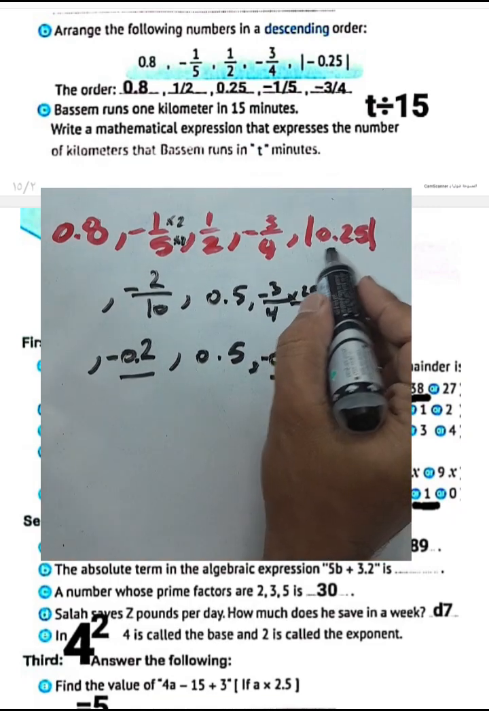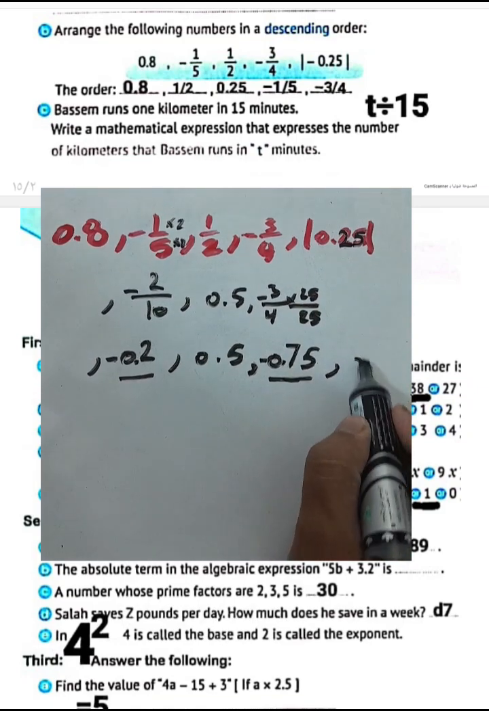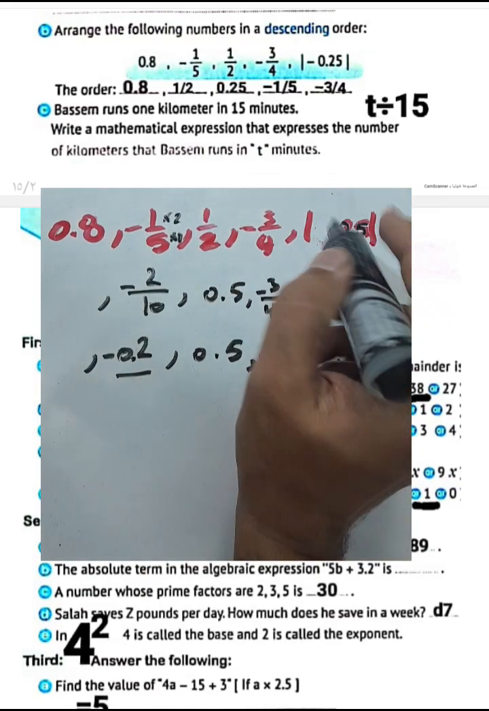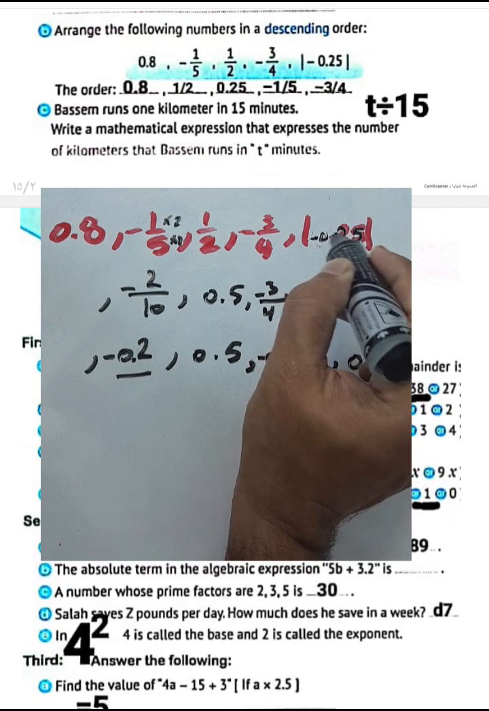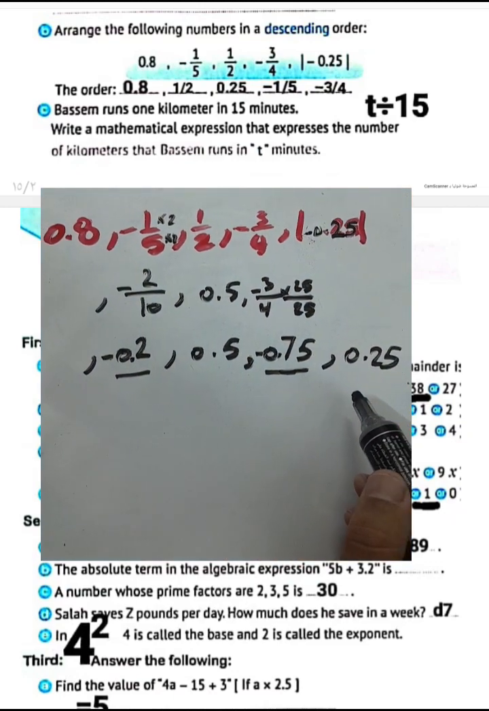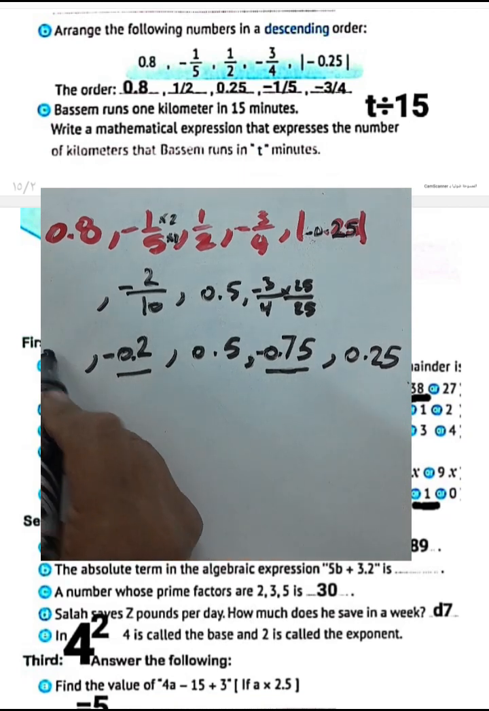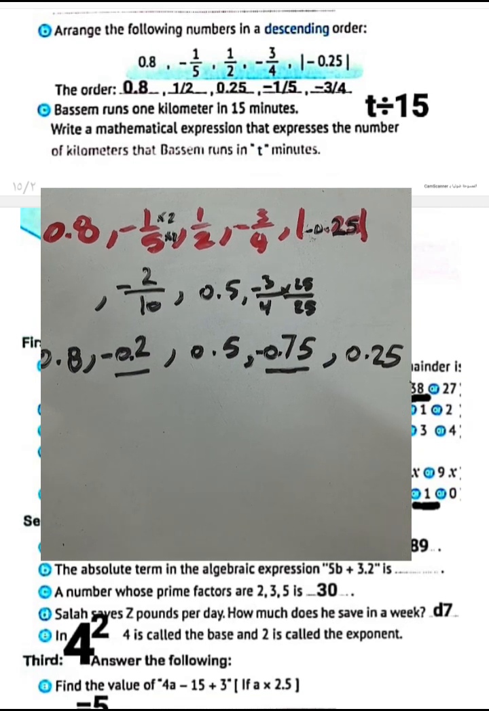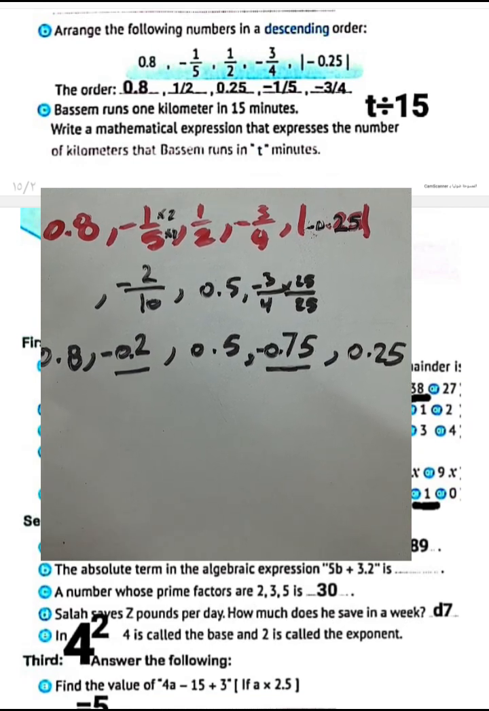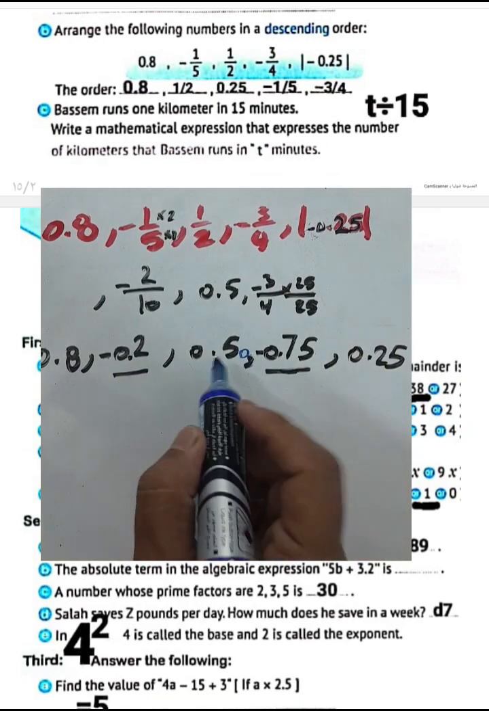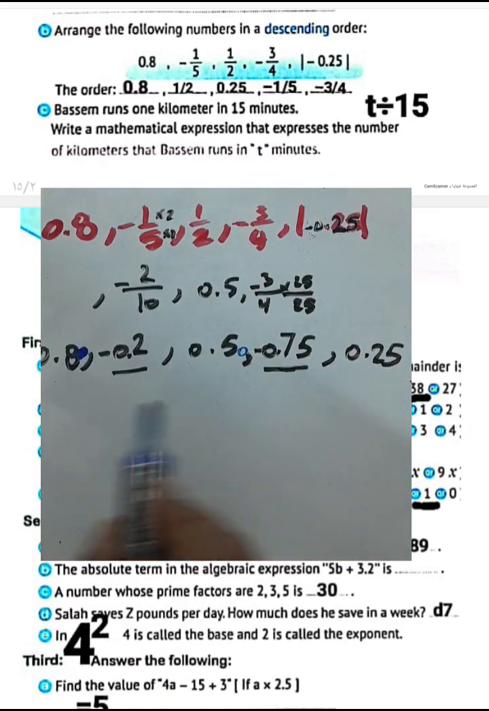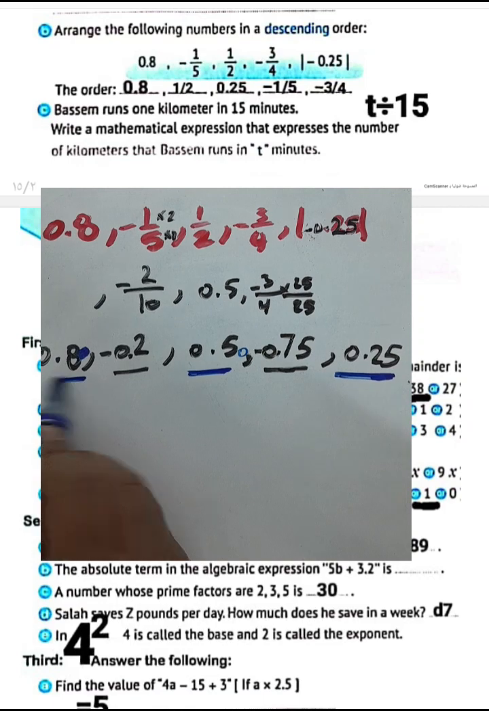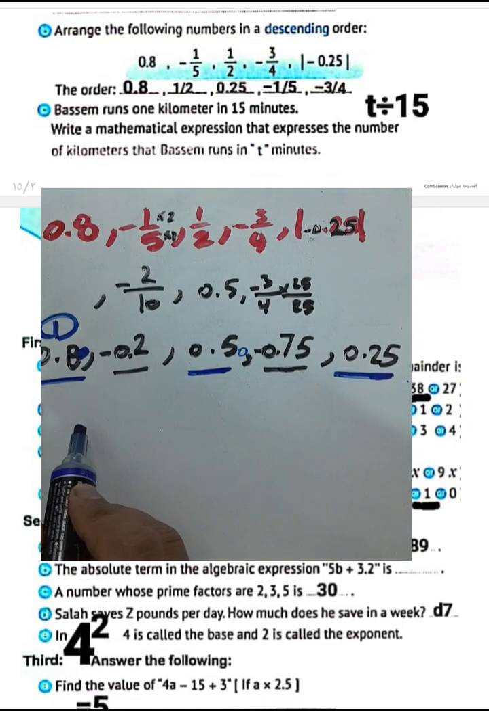And the absolute value of 25 hundredths will be 0.25. The absolute value of a negative or positive number will be positive. Okay, in this example we have negative 0.25, it will be 25 hundredths, and we have 0.2 and we have 0.8. We want to arrange this example in descending order, from greatest to smallest. Which is greatest here? We must put a 0 behind these numbers, so it will be 25 hundredths, and 50 hundredths, and 80 hundredths. It's the greatest number.